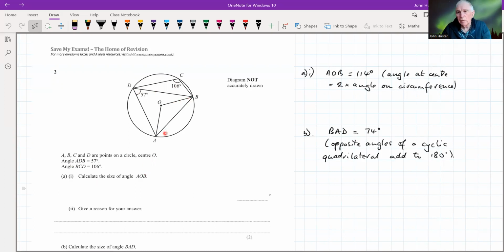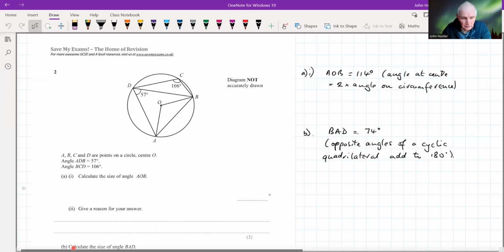AOB, well, here we're just applying a single circle theorem rule, and that is that the angle of a chord at the center is twice that at the circumference. So if that's 57, then this angle here is going to be 114.